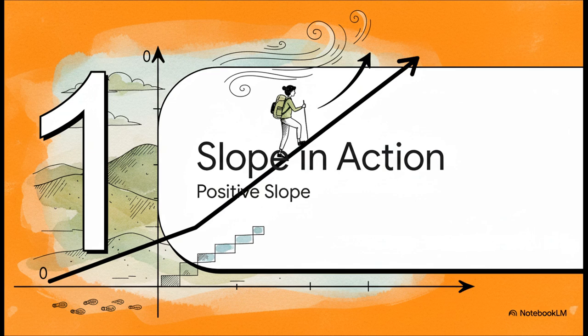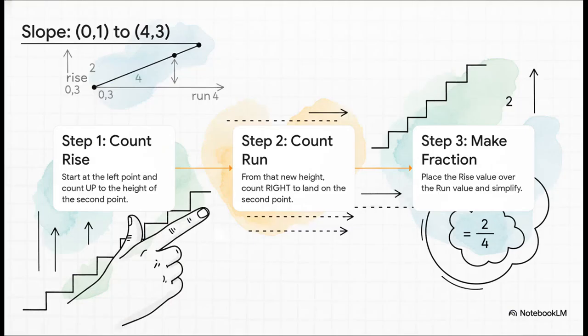Okay, enough with the theory, right? Let's actually see this thing in action. We'll kick things off with a classic positive slope. That's any line that goes uphill as you look at it from left to right. So we're going to find the slope between 2 points here, (0, 1) and (4, 3). The method is so straightforward. The most important rule? Don't guess, count.